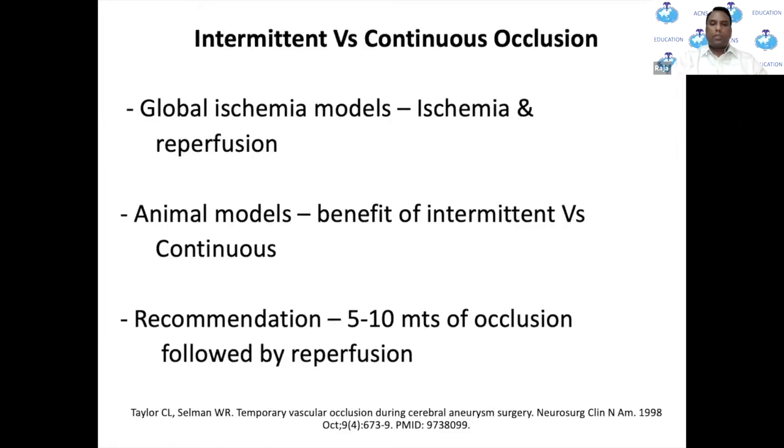And intermittent versus continuous occlusion is also a topic. Usually what we do is we recommend 5 to 10 minutes of occlusion followed by reperfusion. Now we must understand that it is not only the ischemia which is responsible, but also the reperfusion injury that is responsible for neurological deficit. In the last aneurysm surgery webinar, Professor Lawton and Professor Ali Christ were also there, and they both agreed that there is no region which cannot tolerate an occlusion of less than 5 minutes. So 5 minutes is a safe occlusion time, after which you can reperfuse.